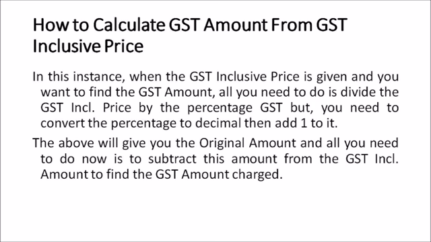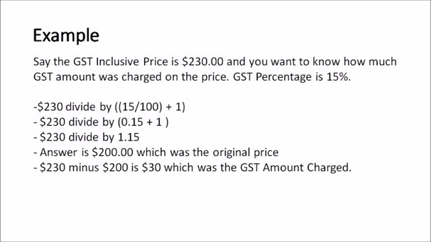So let's look at an example just to understand this better. Say the GST inclusive price is $230 and you want to know how much a GST amount was charged on the price. So the GST percentage we'll use is 15%. So you take $230 and you divide it by 1.15. Again, where do we get 1.15? 1.15 comes from the fact that the GST is 15%. 15% means 15 over 100 or 0.15, and you just add 1 to it, right?